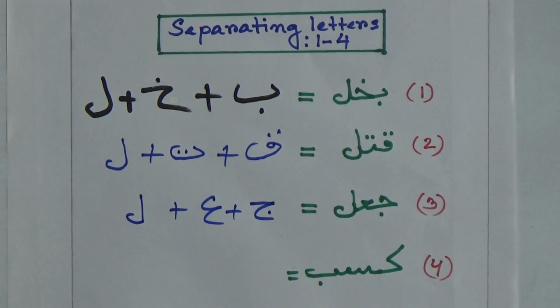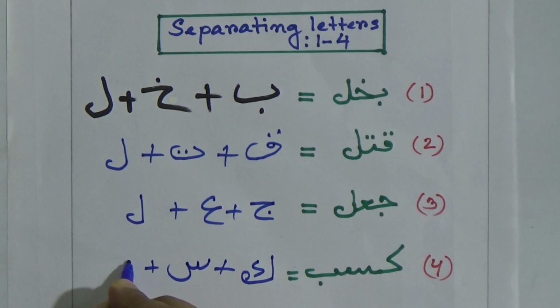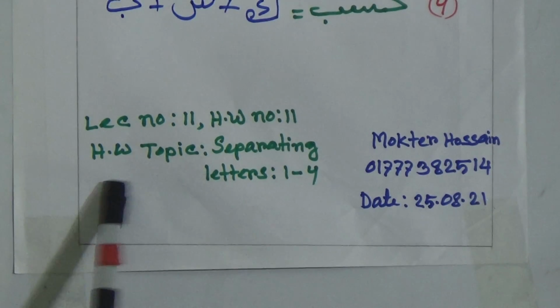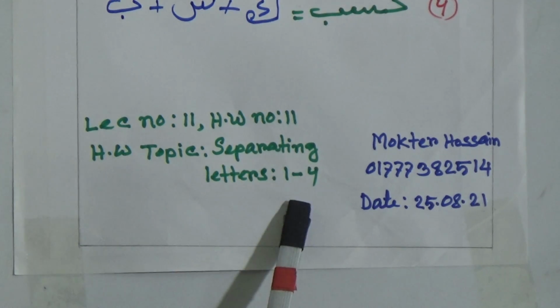There are also three letters, kaf, sin, and ba. So dear students, our today's topic is separating letters 1 to 4.